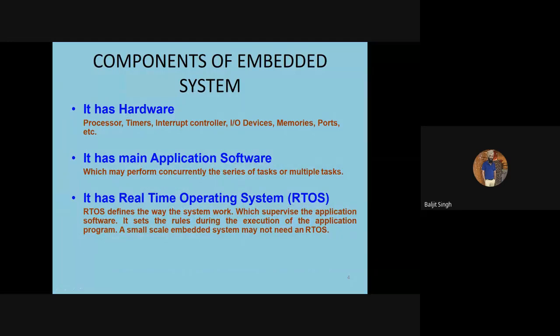So moving forward, components of any embedded system. Majorly it will have hardware, a main application software, and a real-time operating system, RTOS. Hardware includes the processor, timers, interrupt controller, I/O devices, memories, ports, etc., which are all part of a single unit nowadays. We call it a system on chip. The main application software may perform a series of tasks concurrently, that means it can handle many various tasks at the same time.